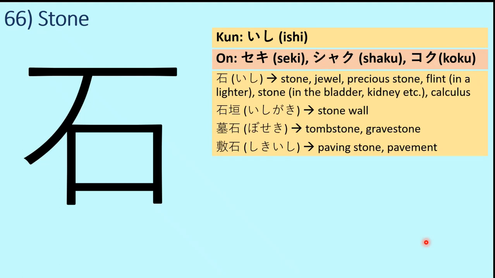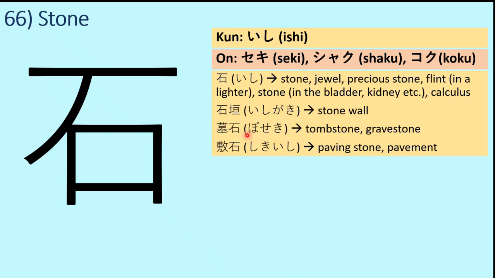Here are the different meanings in kunyomi. Ishi means stone, jewel, precious stone, or a flint in a lighter, a stone in the bladder or kidney, and even it may represent calculus in certain applications. So depending upon the situation, this character may be used in expressing calculus in mathematics. Then we have ishigaki, which means a stone wall.